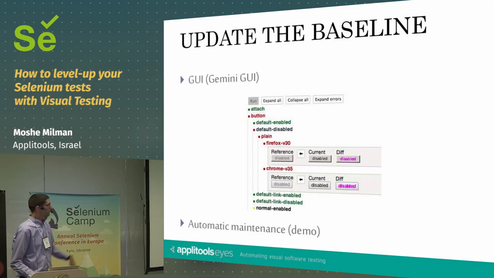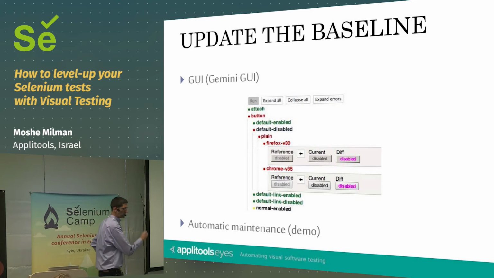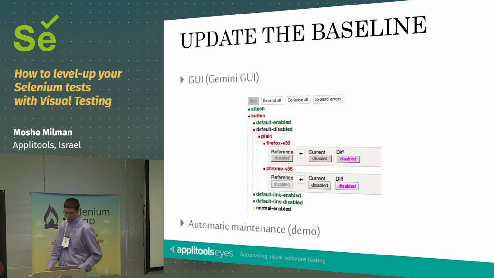So yeah, that's the GUI example of a tool called Gemini. Gemini is actually also a cool tool I recommend looking at. It's also an open source tool. So it shows you the differences. You just need to select if you want the baseline or the actual one.